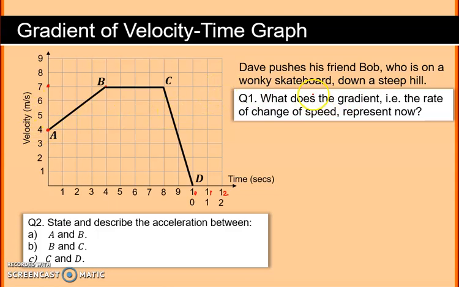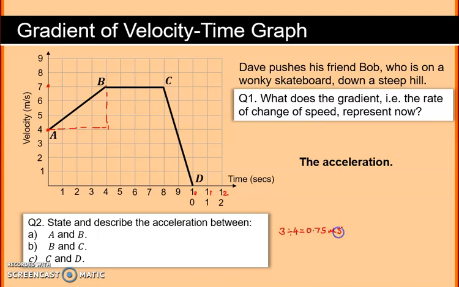What does the gradient, the rate of change, represent now? And the answer is it's the acceleration. The acceleration tells us how fast his speed is increasing. So on that basis, state and describe the acceleration between A and B. Usually you just draw yourself a little triangle here, and you say to yourself, well, his speed has increased by 3. So I would say 3, and I divide that by how long it takes to do it. It takes 4 seconds. So that's 0.75, or 3/4, I suppose.